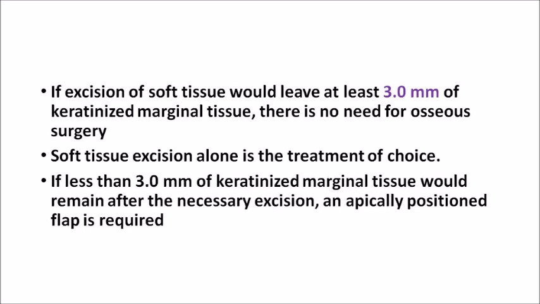We need at least 3 mm of keratinized tissue to maintain health. So if after excision of the soft tissue there is at least 3 mm of keratinized tissue, then we can just do soft tissue excision. That is our treatment of choice and we don't need any osseous surgery also. But if less than 3 mm of keratinized marginal tissue will be remaining after the excision, then don't go for excision. You have to do an apically positioned flap in that case. So leaving behind 3 mm of keratinized tissue is the key.